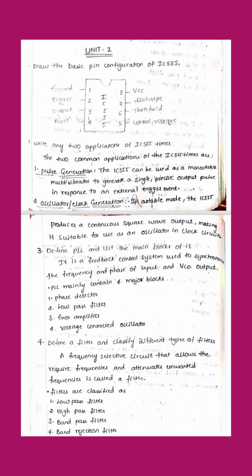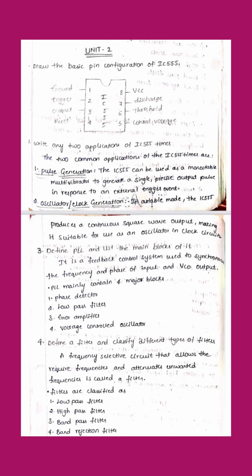Question number 2. Write any two applications of IC 555 timer. The two common applications of IC 555 timer are, one, pulse generation, and the second one, clock generation. First one, pulse generation. The IC 555 can be used as a monostable multivibrator to generate a single precise output pulse in response to an external trigger event. For monostable multivibrator, when we give one trigger pulse, it will produce one output pulse.